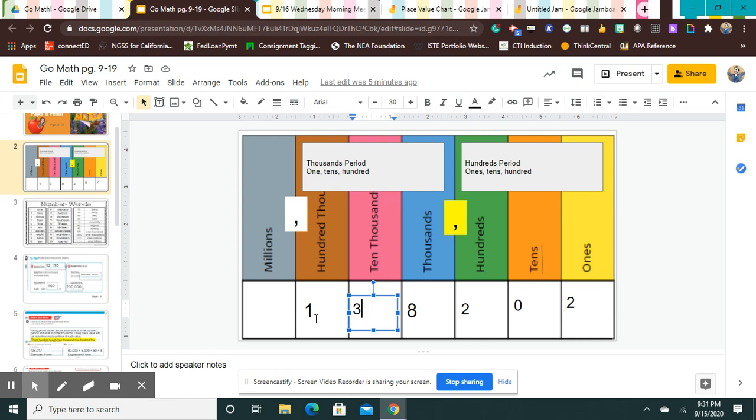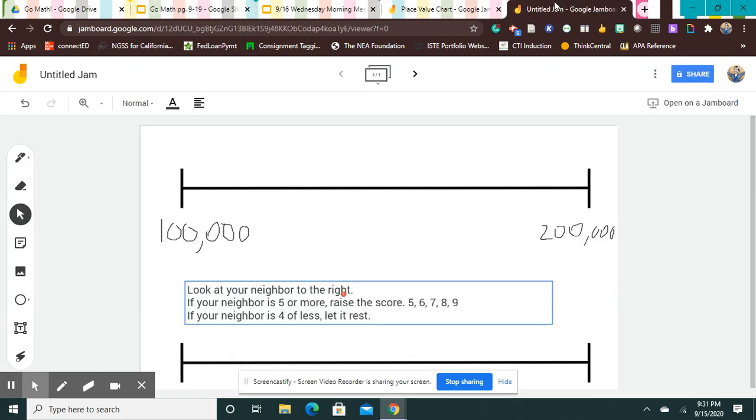Is our number of 138,202 closer to 100,000? Or is it closer to 200,000? So our neighbor is going to be really important. If your neighbor is 4 or less, you let it rest. So if your neighbor is 4, 3, 2, 1, or 0, you're not going over to the next bigger number. You're staying where you are.